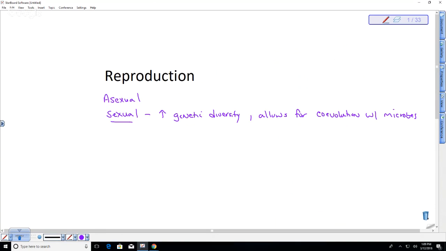So asexual is essentially cloning. I'll put that because we generally think of cloning as being biotechnology, but animals themselves can just make clones of themselves. So we looked at one organism that was capable of asexual reproduction.